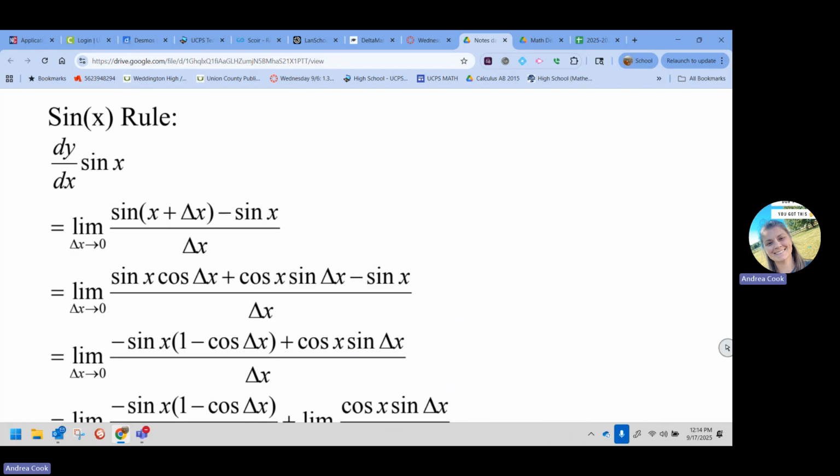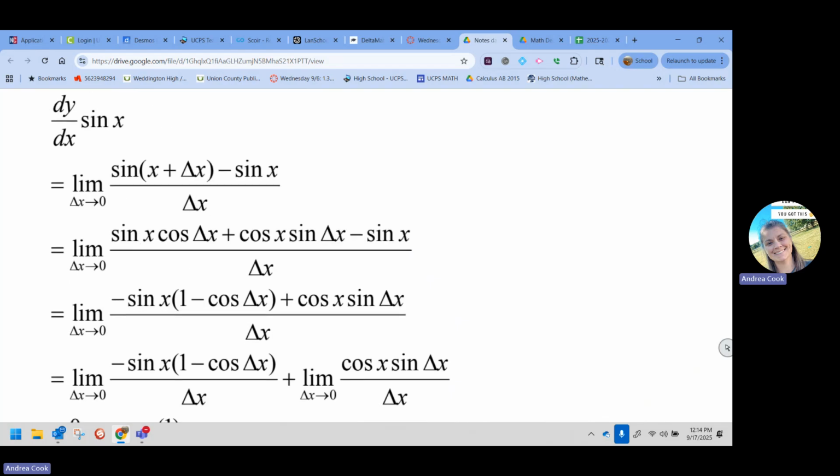Last year, you did some of these trig identities with sine and cosine. We have 2 things added together. You do sine of the first, cosine of the second, plus cosine of the first, sine of the second. That was one of last year's identities. So from here to here, do an identity, and then copy down the minus sign and the delta x.